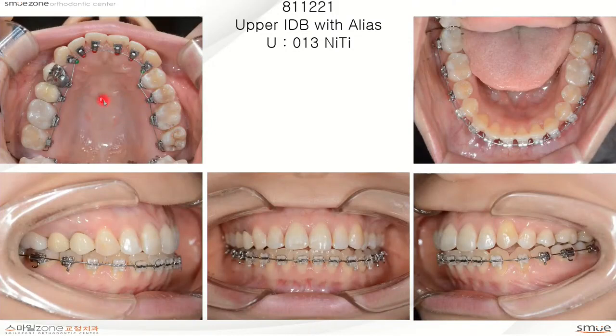And after removal of the MARP, then we set up the lingual braces in the upper, and almost done in the lower.